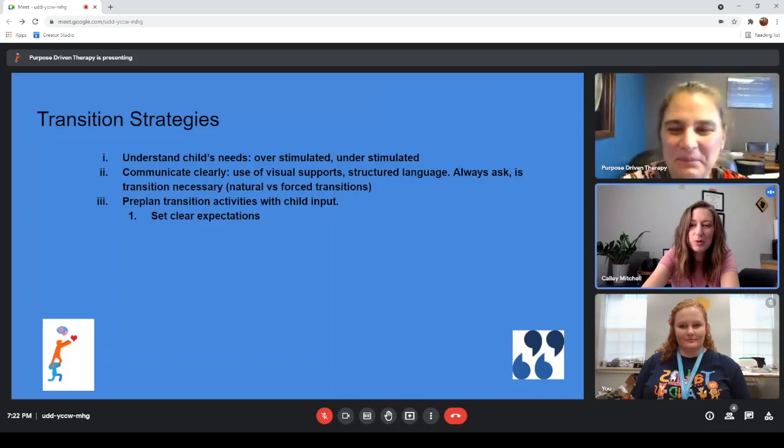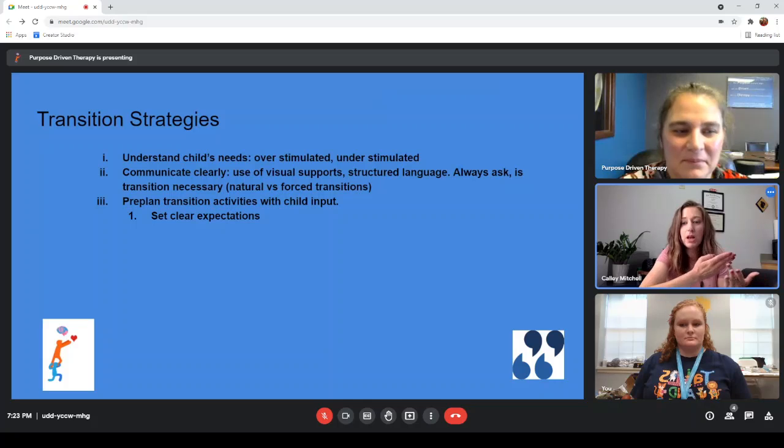So communicate clearly, right? That means different things for different people and different children. Sometimes it means that we need to use visual supports, right? We might need a picture. We might need an object to help us understand, hey, this is what is going to happen next, right? We need to use structured language.